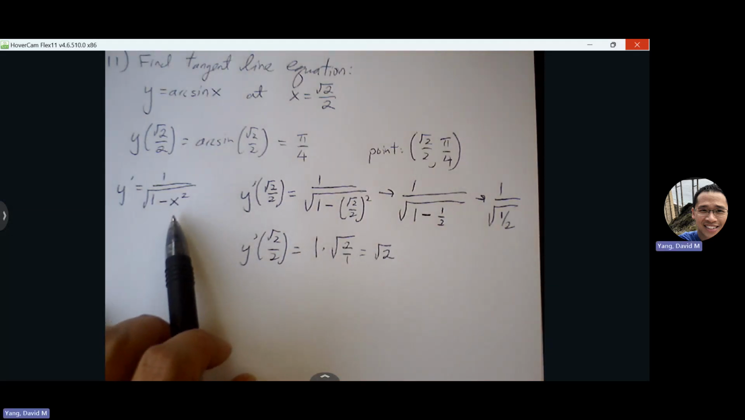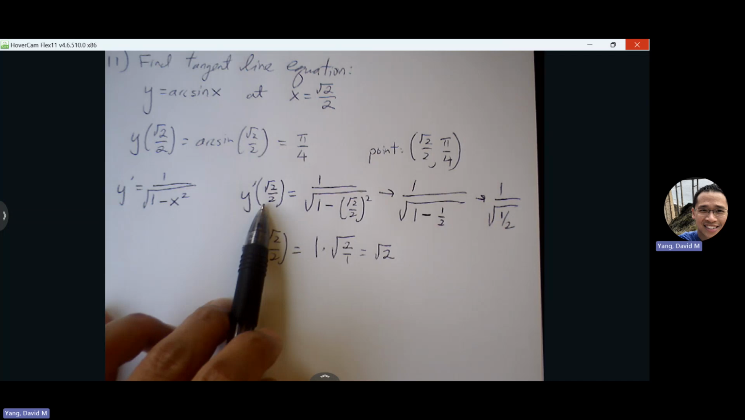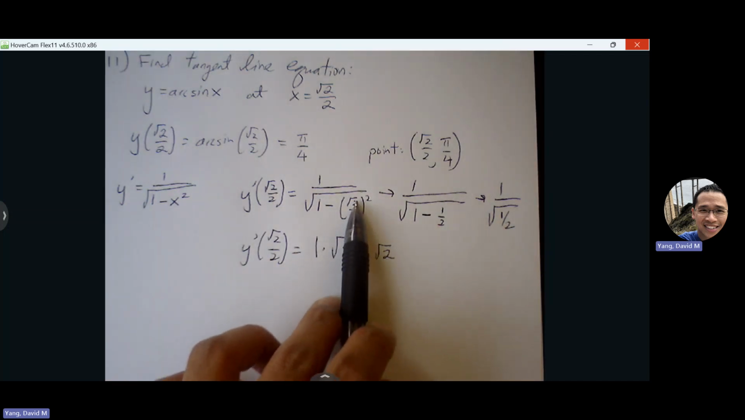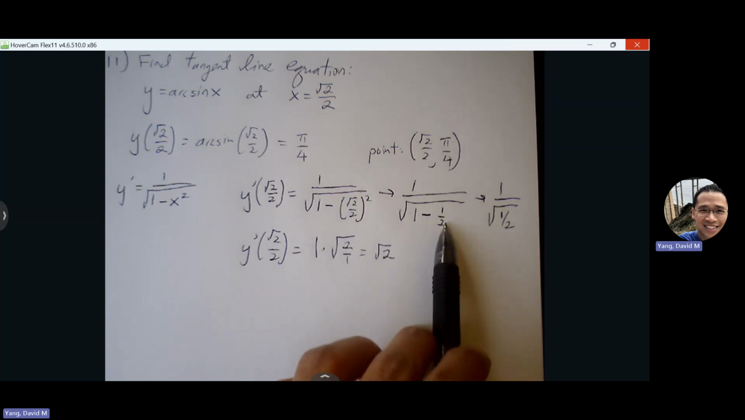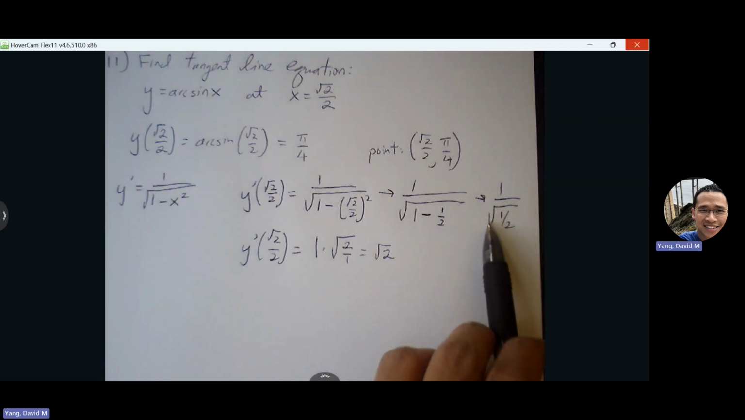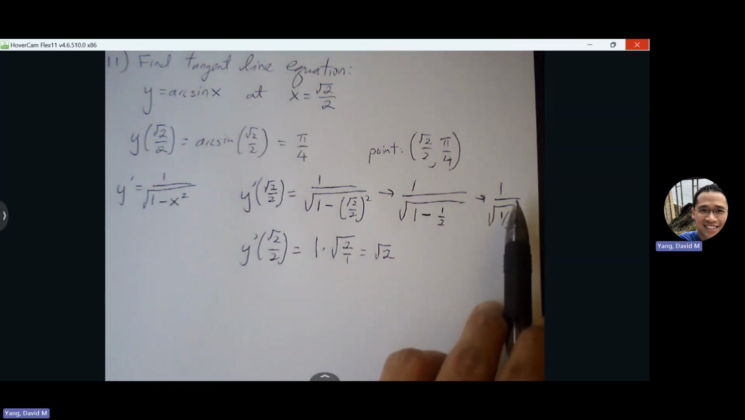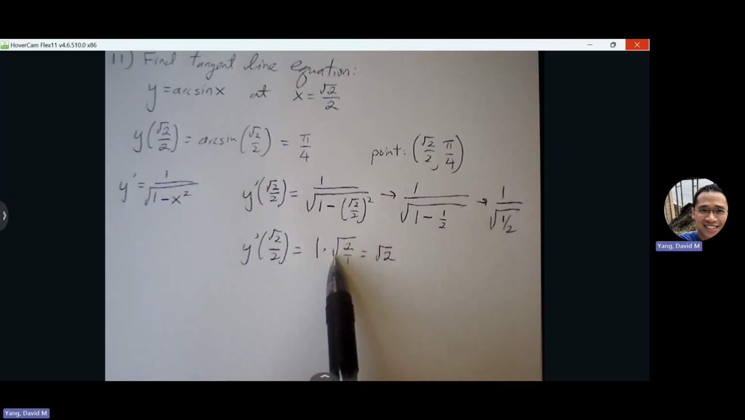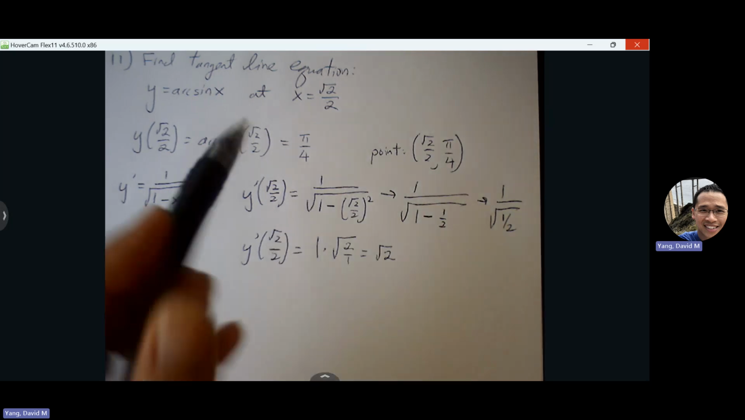Okay, so my derivative is just u prime over square root of 1 minus u squared. I plugged in root 2 over 2 for x and did the derivative to get my slope. Root 2 over 2 squared is 2 over 4, which is 1/2. 1 minus 1/2 is 1/2. And dividing by root 1 over 2 is the same as multiplying by the reciprocal. The reciprocal of root 1 over 2 is root 2 over 1, so that comes up to the numerator. So my slope is root 2.